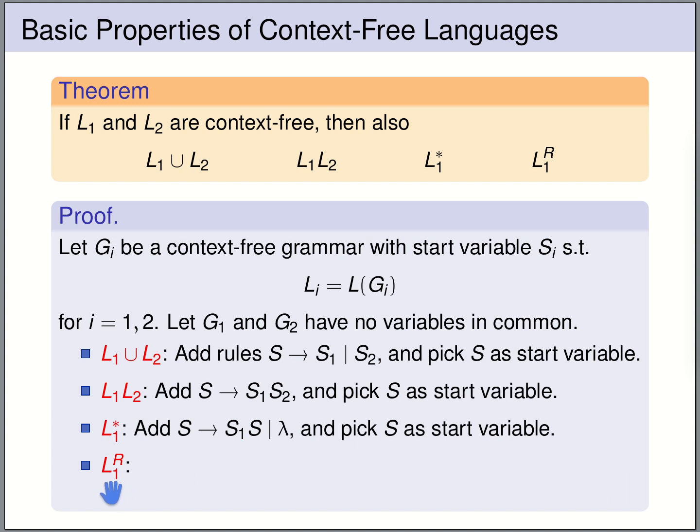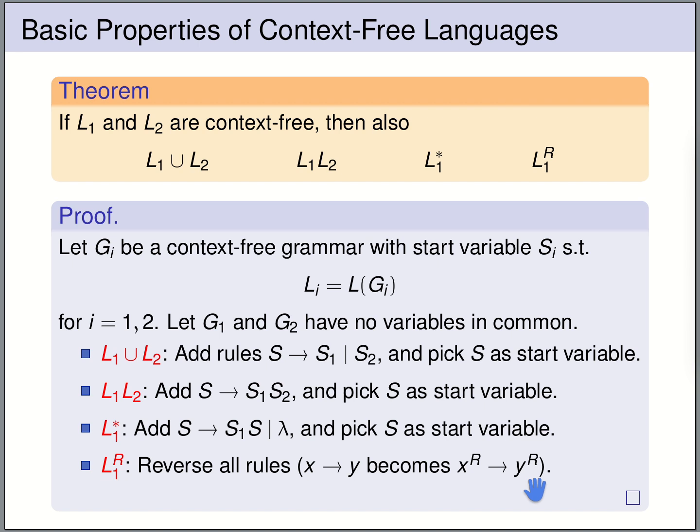Now what do we do with the reverse of L1? The idea is that we modify the rules of our grammar. We reverse the rules, so for every rule x to y, we change the rule into reverse of x to reverse of y. So this reversal works in general for all grammars. If you have a grammar for a certain language, if you reverse the left and the right hand side of all the rules, then you get a grammar for the reverse of the language.